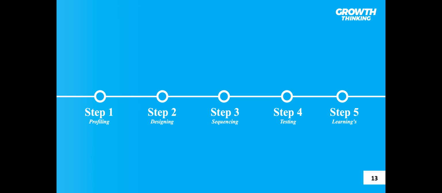So now we're going to get started looking a bit deeper at the process. Before we get started, I just wanted to explain to you the roadmap to it. We have 5 steps. The first step is profiling. The second is designing. The third is sequencing. Fourth is testing. And fifth are learnings. We're going to go through each one of them in detail. So sit back and relax.